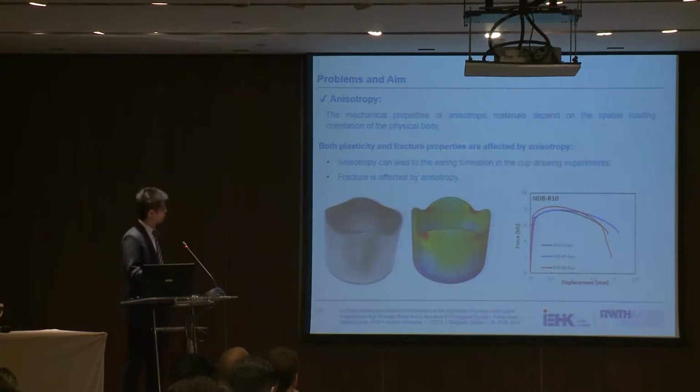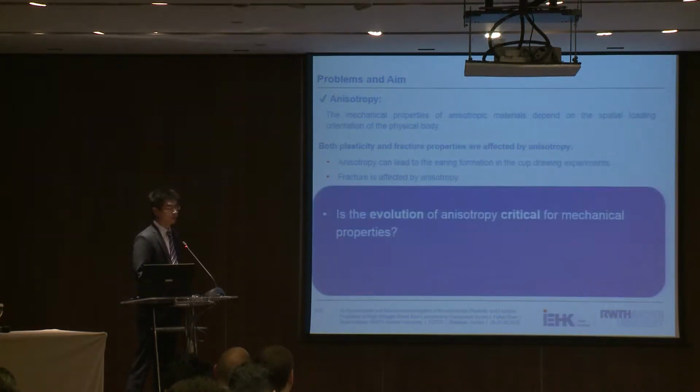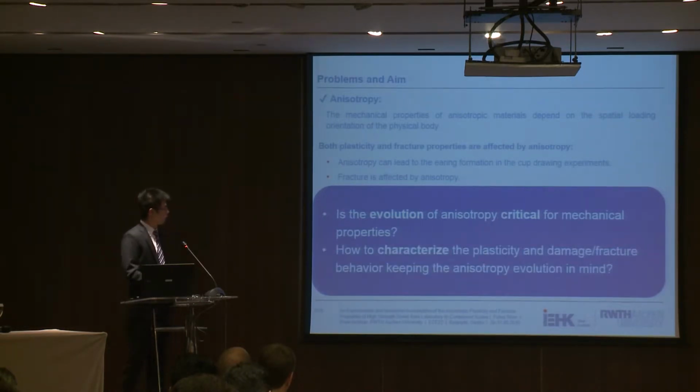From a previous investigation, we have found that due to the evolution of microstructure during the forming process, the anisotropy is also evolving. So we ask ourselves whether this evolution of anisotropy is critical for the mechanical properties, and if so, how can we characterize the plasticity and fracture behavior while keeping the anisotropy evolution in mind?